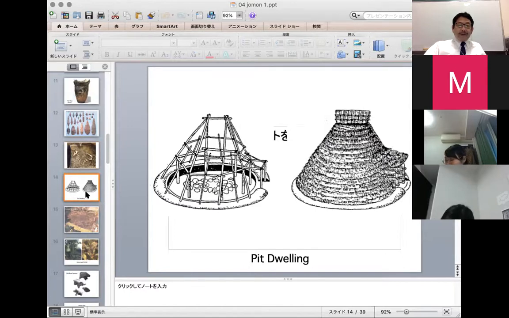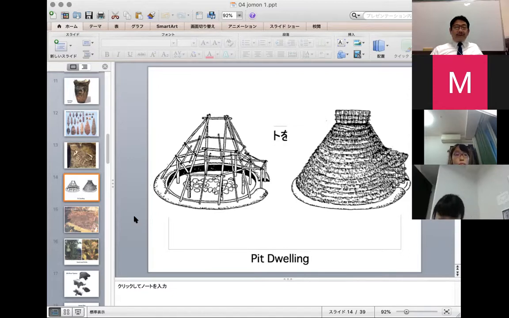And they never, oh, I shouldn't say never, but the major houses are pit dwellings. And they also had the surface dwelling too. Surface dwelling means it's just like our houses. You raise up the posts, pillar on the ground, and straighten it up and make walls and roof. That kind of houses could have been made in Jomon time too, but not very many. Major types were pit dwelling.